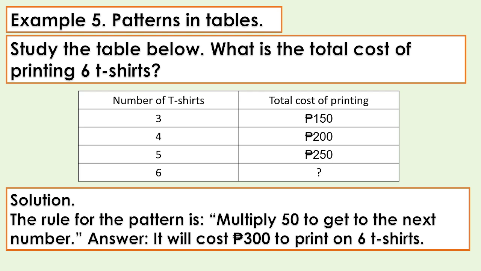Solution. The rule for the pattern is multiply by 50 to get the next number. So the answer is it will cost 300 pesos to print on 6 t-shirts, because 50 times 6 equals 300.